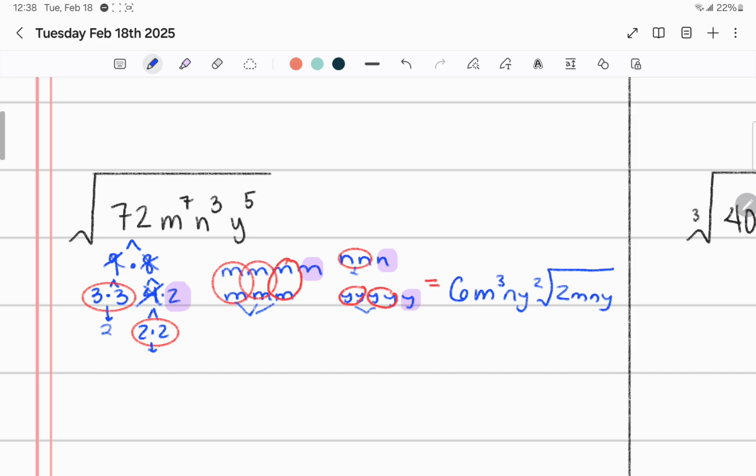So again, 3 and 2 represent the groups. 3 times 2 is 6. And then we have 3 groups of M's, just a single group of N's, 2 groups of Y's. And then everything else in the highlighted purple was left over because they didn't have partners.